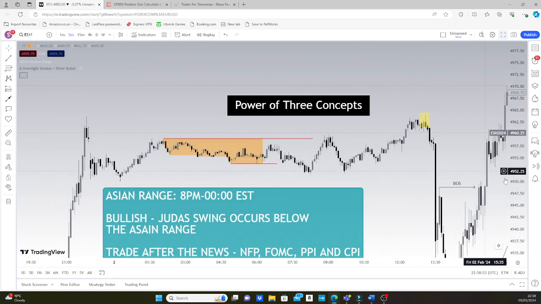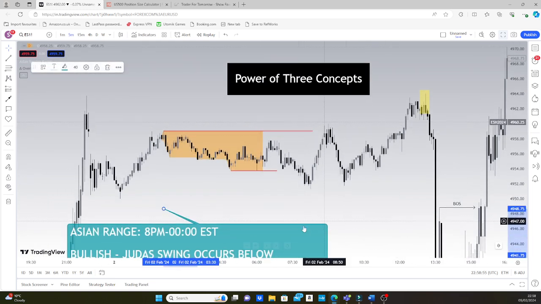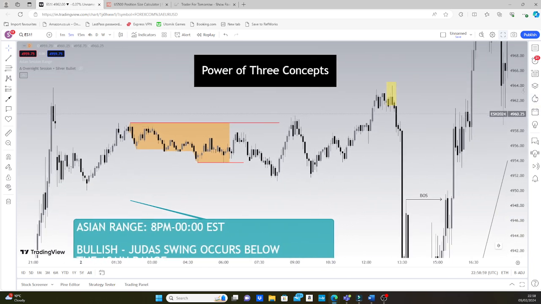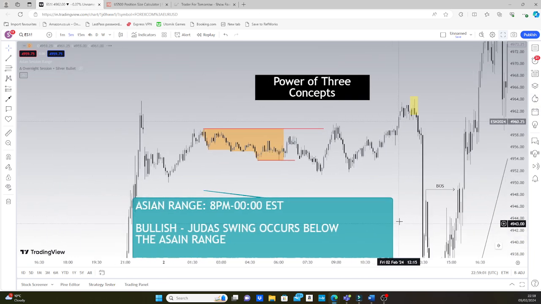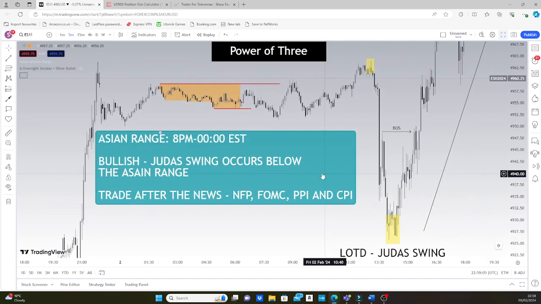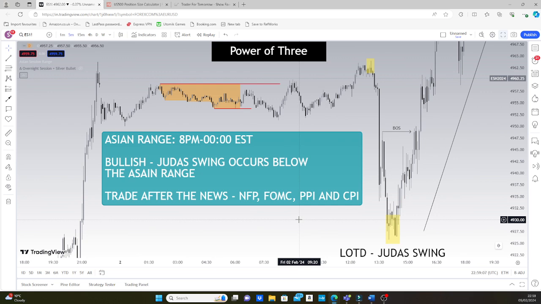And that is how the power of three essentially works, right? Accumulation, manipulation, and distribution, right? So you want to make sure you look for manipulations after the news event. And that's a big trading hack that I use, right? It's a trading hack, but it's also a discipline hack as well.